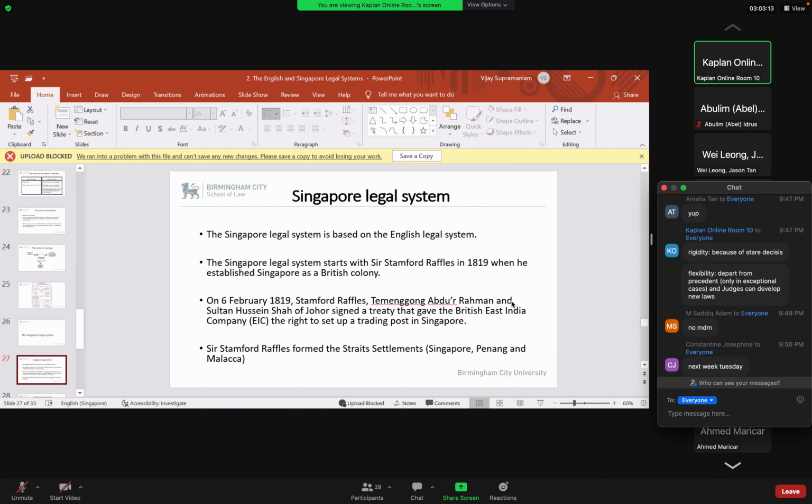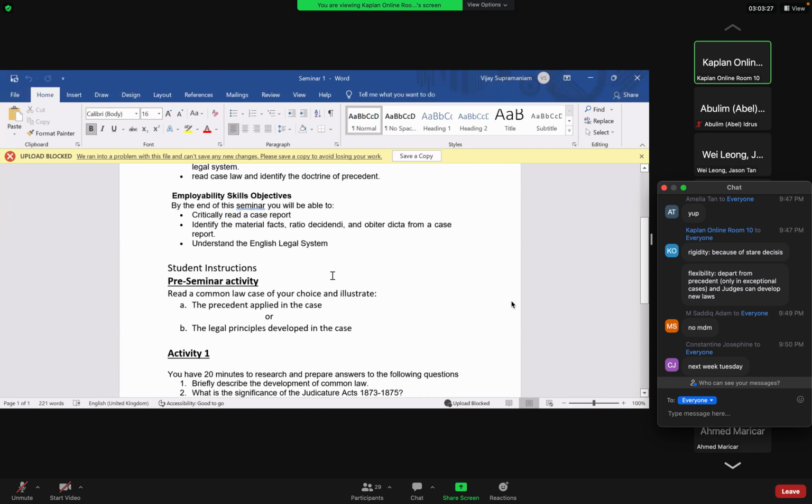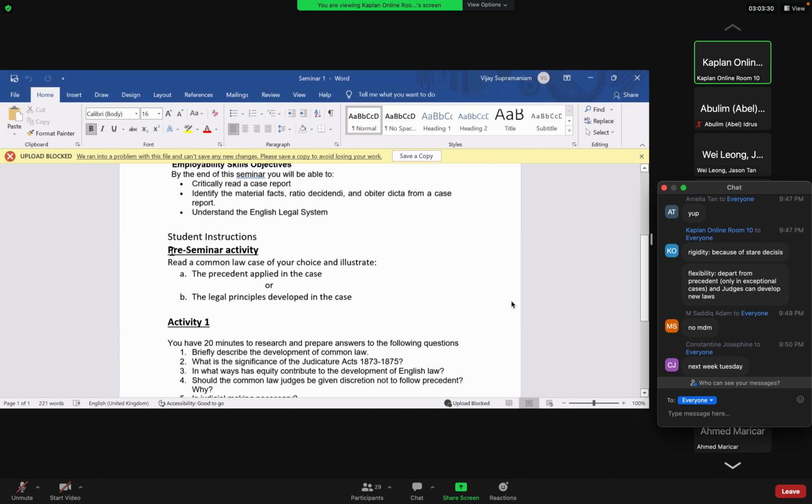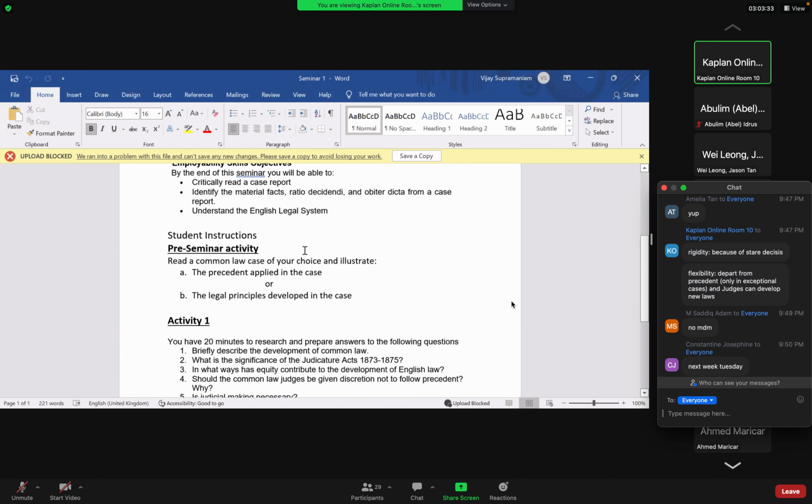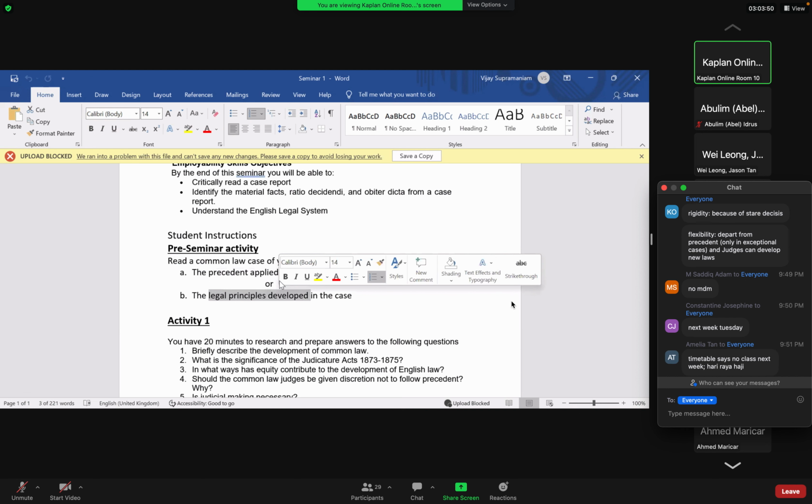But I have got a homework for you. Let me show you what your homework is, okay? Go through seminar 1. You see the seminar 1 here? This is a pre-seminar activity which I'll be doing with you next week. Here, read a common law case of your choice and illustrate what was the precedent applied in the case, or you can also tell me what was the law that they developed in that case. It can be any case.